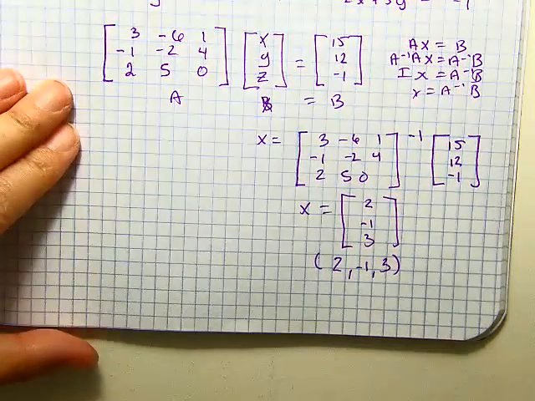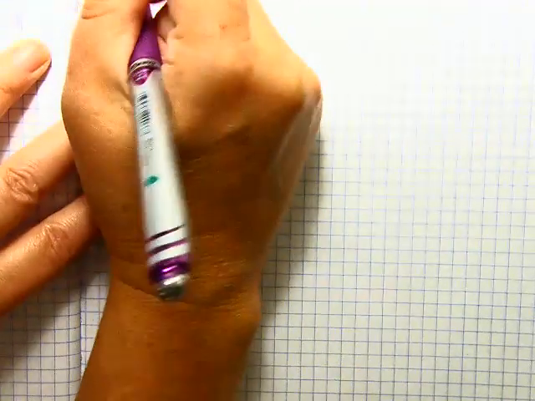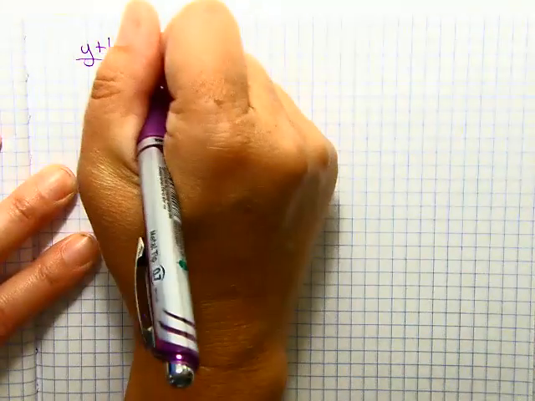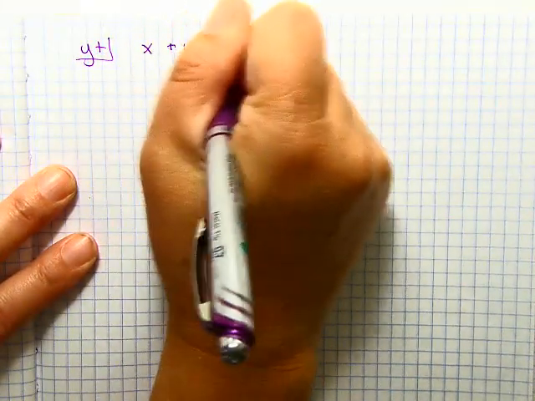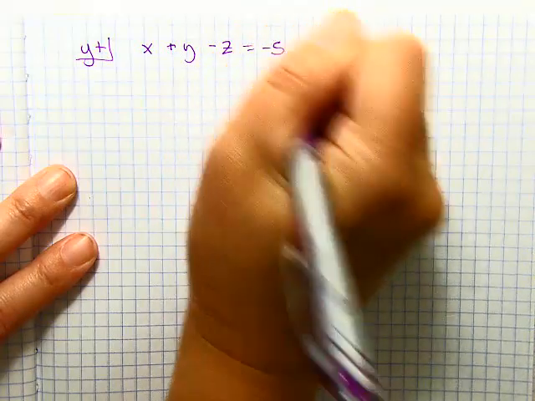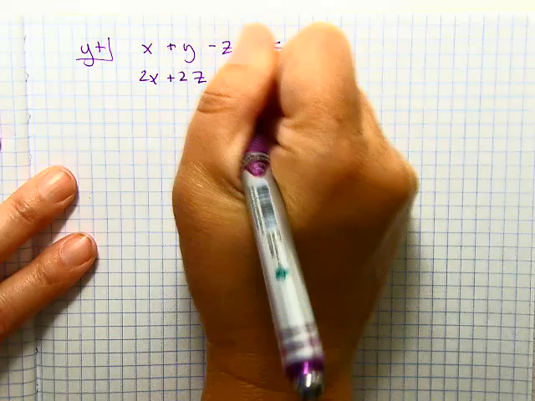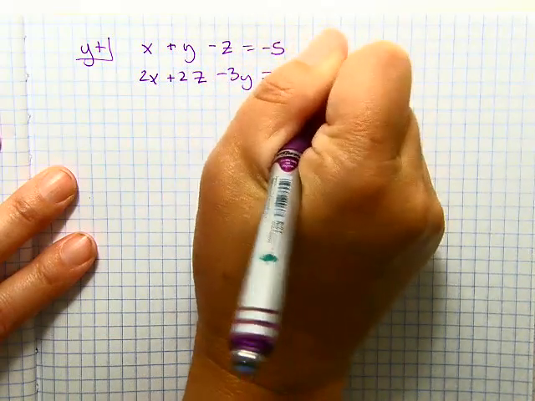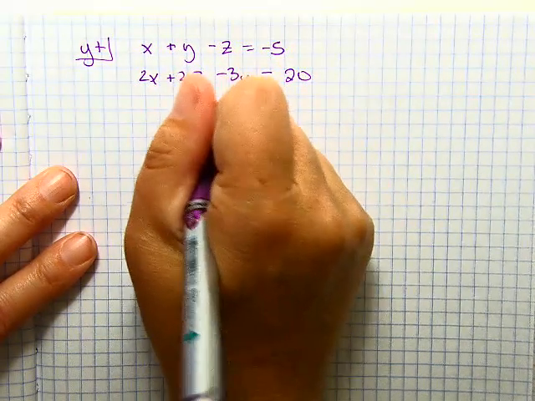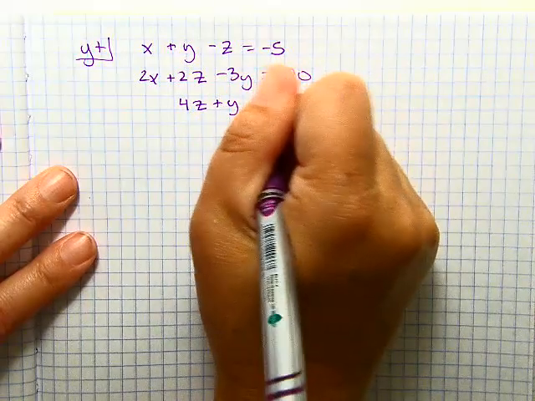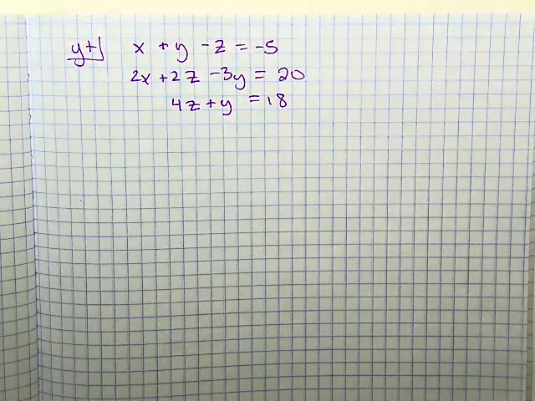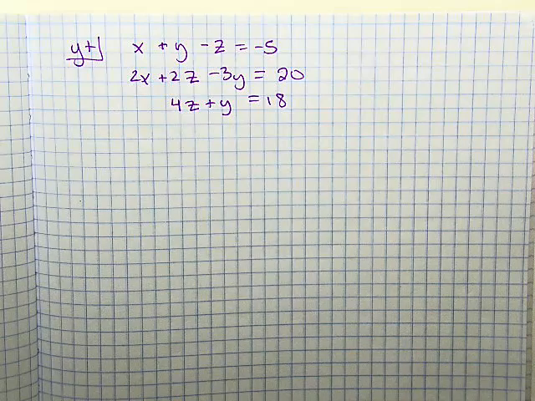I'm going to give you a your turn to try. You have x plus y minus z equals -5. 2x plus 2z minus 3y equals 20, and 4z plus y equals 18. So pause this, put it into a matrix, solve.